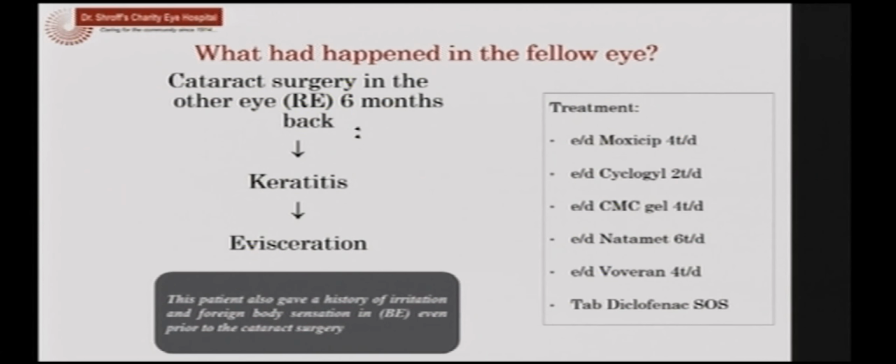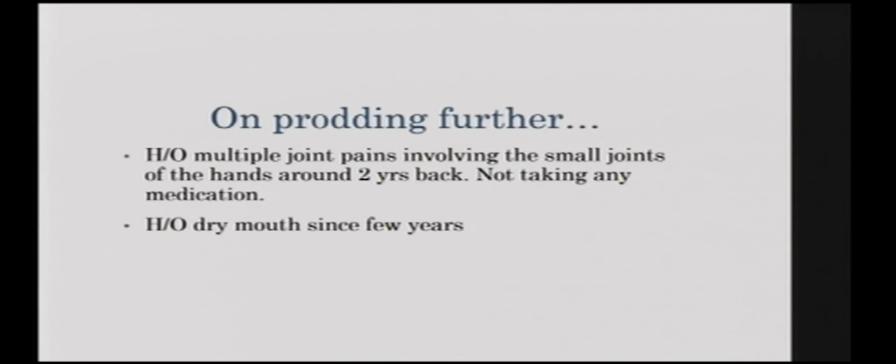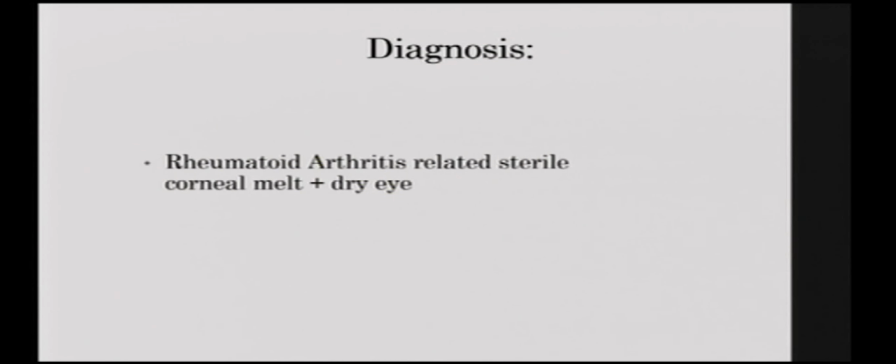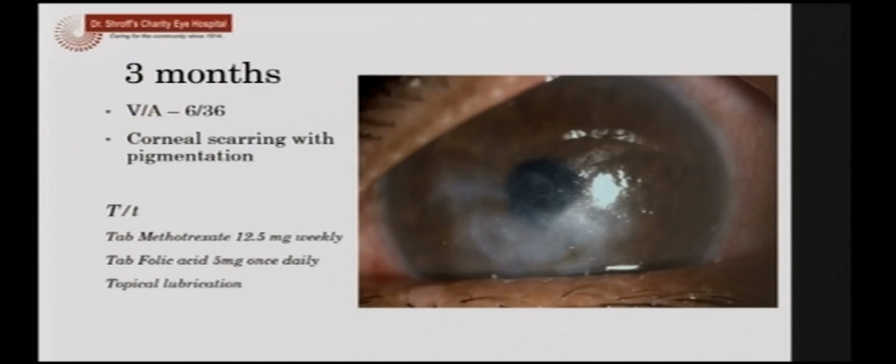So that gives you a clue as to what's going on. There was a history of irritation and foreign body sensation in this patient even prior to the cataract surgery. So on digging further, there was a history of multiple joint pains involving the small joints of the hands 2 years ago. He's not taking any medicines. Also a dry mouth since a few years. So we're looking at probably a Sjogren's syndrome. The RA factor was through the roof, as was the ESR, which was high. And so a diagnosis of rheumatoid arthritis with a sterile corneal melt with dry eye was made.